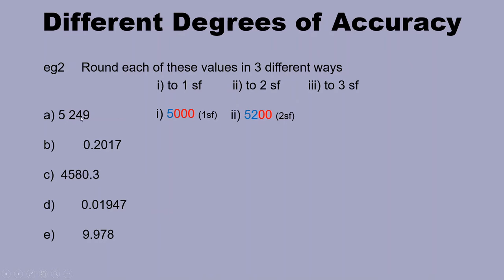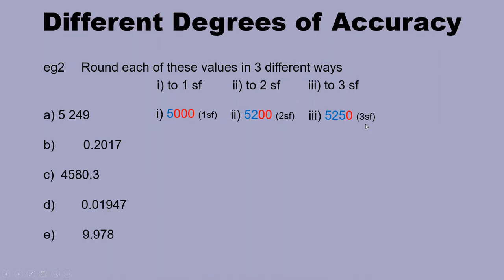If I were to round this value to three significant figures, 5, 2, and 4 are our most significant figures. With a 9 after the 4, that's definitely 5 or bigger, so that's going to round up. That's going to be 5,250 to three significant figures. The trailing zero is not significant, but it is necessary.